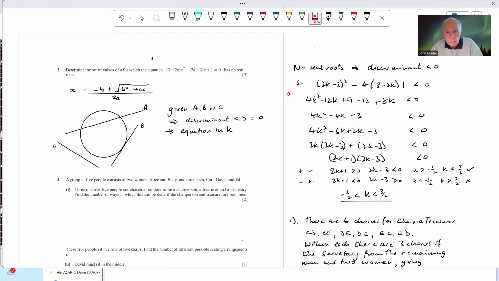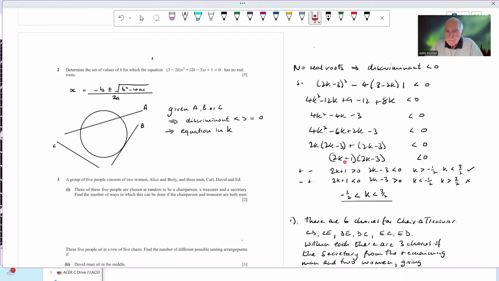So, what are we going to do here? No real roots means this discriminant is less than 0. So in this case, that's giving us this inequality here: b squared minus 4ac is less than 0. If we expand that and work it through, and factorize it, we're going to get this. Now we have to solve this quadratic inequality.